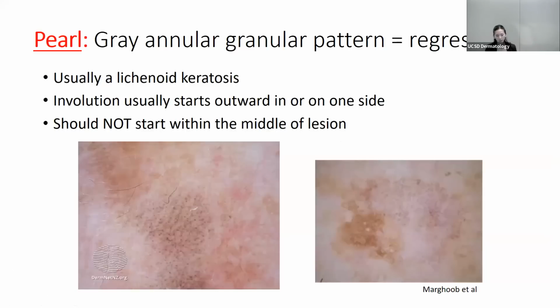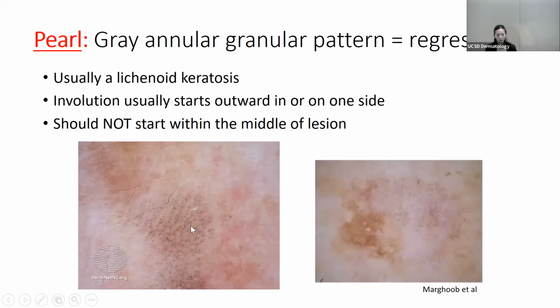Okay, so moving on, the next pearl I want to talk about is that gray dots, or anything with this annular granular pattern with a gray color, is usually a sign of regression. That's a very broad blanket statement. Often you'll see this pattern with lichenoid keratoses, but you also want to be thinking about a melanocytic lesion or a melanoma that's undergoing regression. And this is a really nice example of what I mean by this gray annular granular pattern.